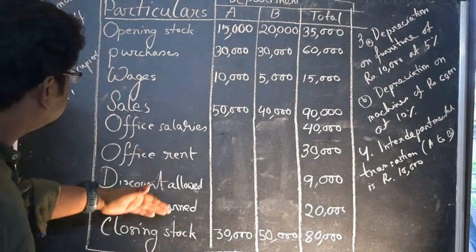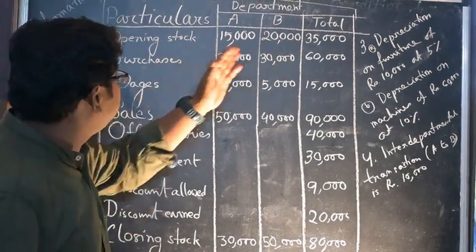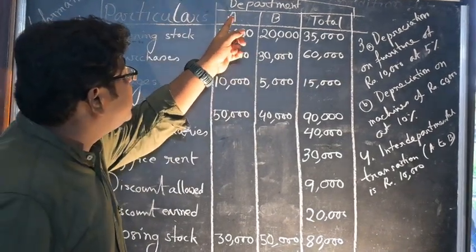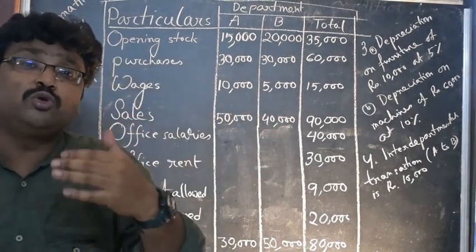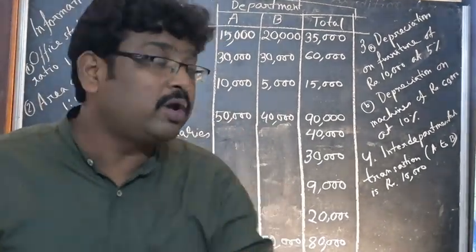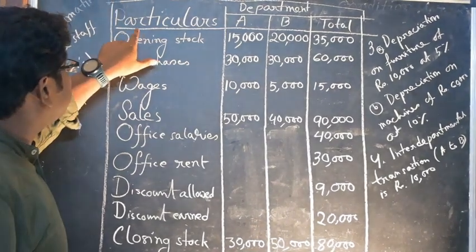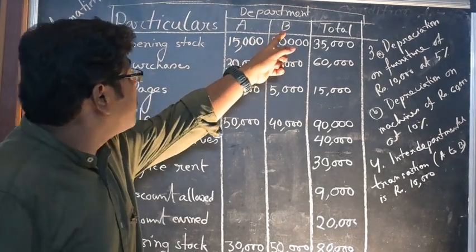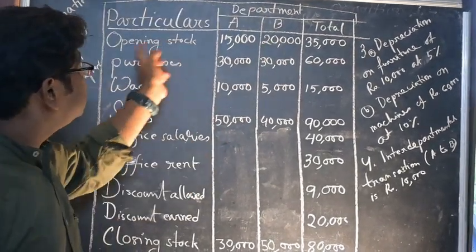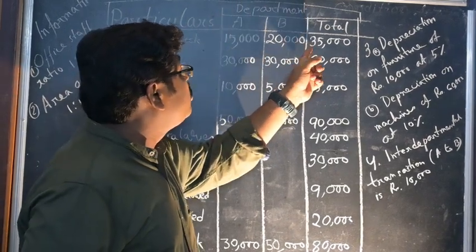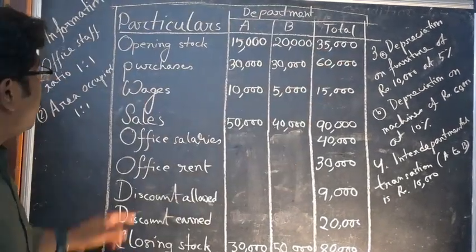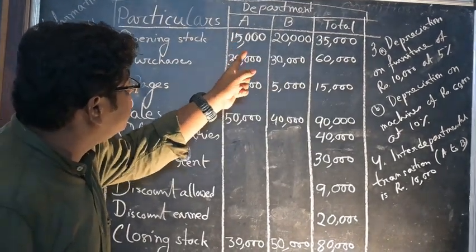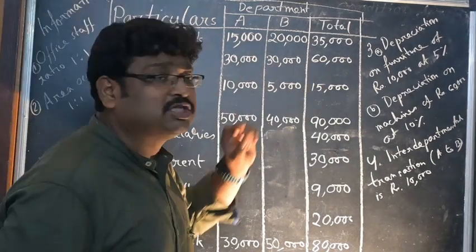These are the particulars, and this is the information regarding the opening stock: 15,000 for department A, because this problem is related to interdepartmental. So the opening stock for department A is 15,000, and for department B it is 20,000, and as a whole you can sum these two to get 35,000. And purchases are 30,000 for department A and department B respectively, and the total is 60,000.